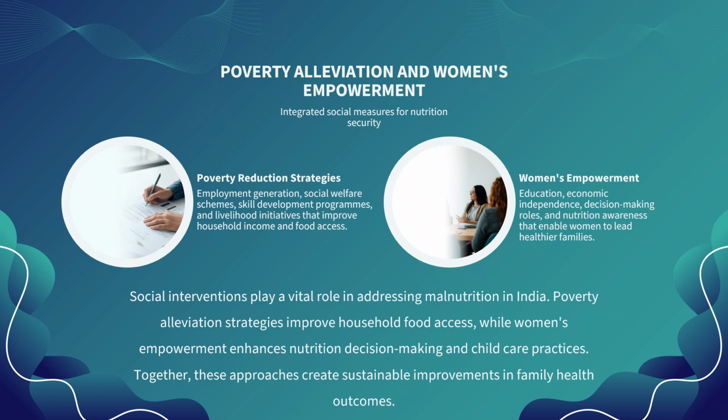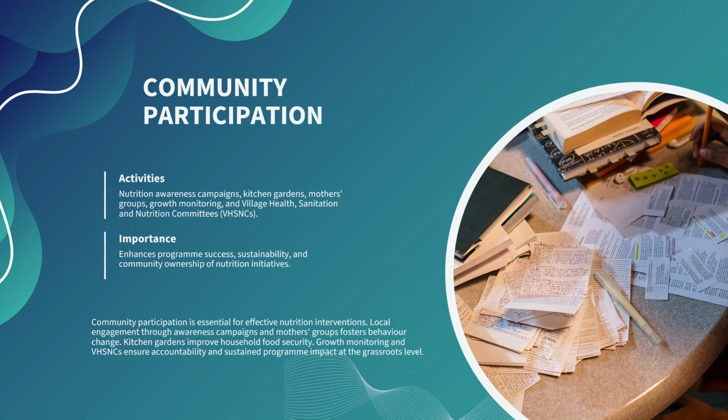Social interventions play a vital role in addressing malnutrition in India. Poverty alleviation strategies improve household food access by increasing their income, while women's empowerment enhances nutrition decision making and child care practices. That means the choices of foods, what is eaten, what food is given to the child, and how it is cooked and eaten. Together, these approaches create sustainable improvements in family health outcomes.